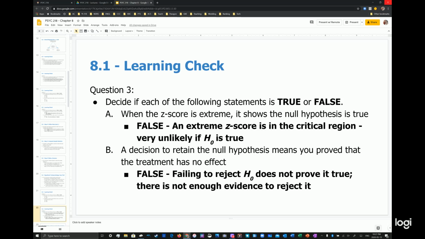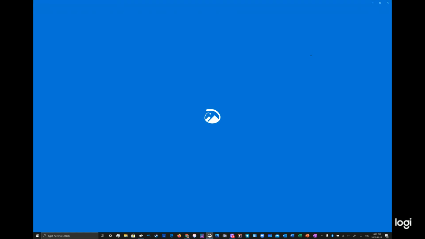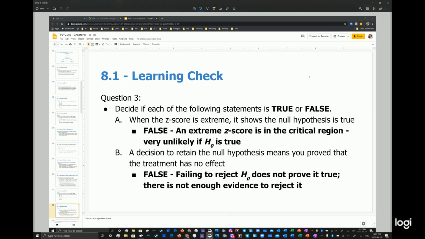If you answered false to both of these statements, you'd be right. First of all, if a z-score is extreme, that means the value is really far away from the population mean, which also means that the value is unlikely to be part of the population. So an extreme z-score could be like 3 standard deviations away from the mean. And so therefore, it would reject the null and say, yeah, it's very unlikely that the null is true.